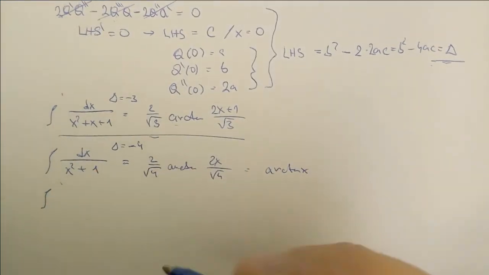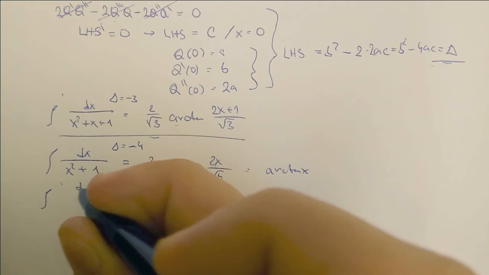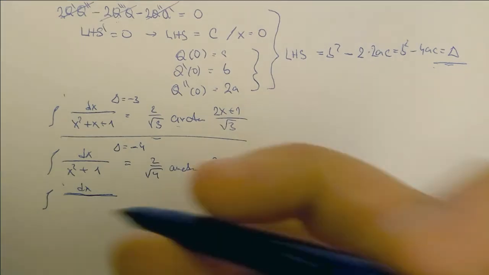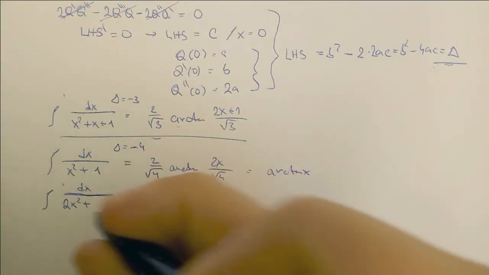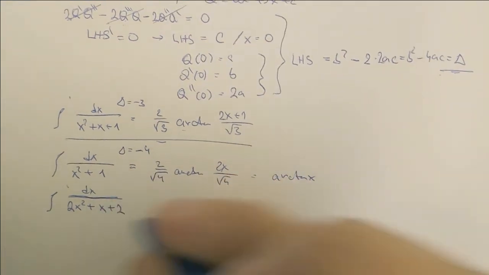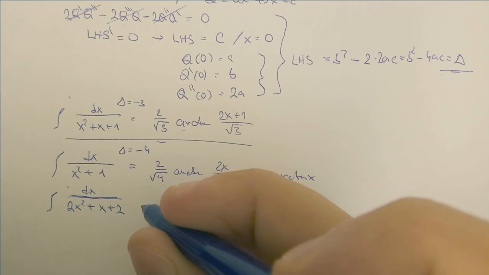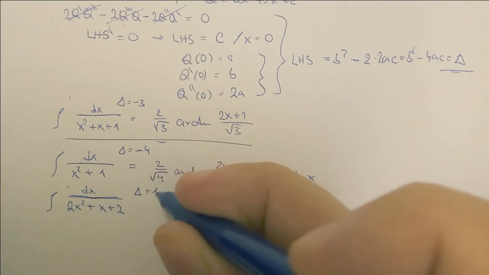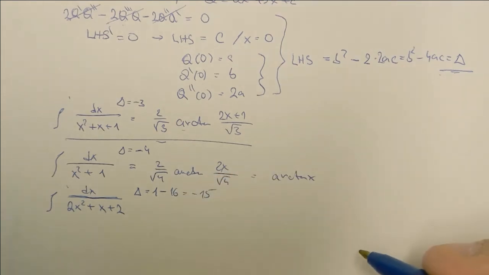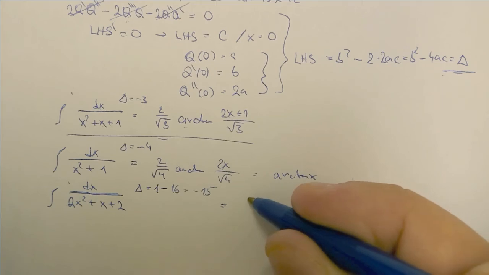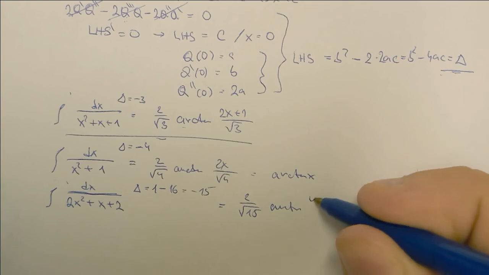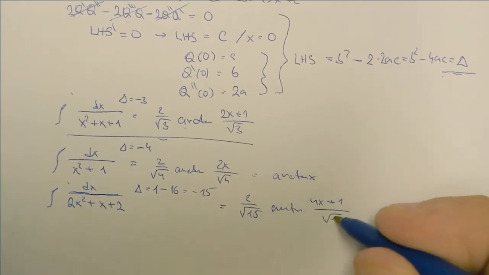Let us compute, for example, another integral, but you know, when you have this formula, everything is very easy. Let us compute this example. For this, the discriminant delta is minus 4 times this, which is 16, so it's minus 15. So that means that the answer must be 2 over square root of 15, arcus tangent of the derivative 4x plus 1 divided by square root of 15.